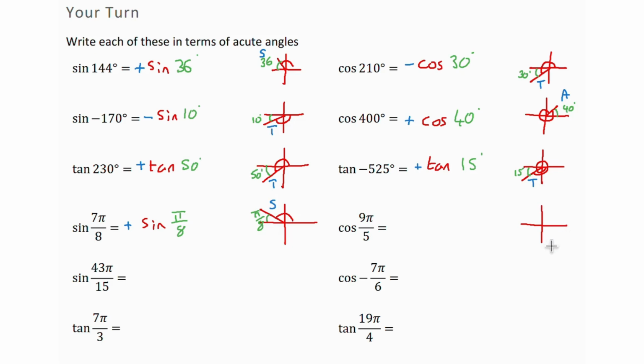Cos of 9 pi by 5. Where is 9 pi by 5 going to be? Well, 9 pi by 5 is going to be almost all the way around, because 10 pi by 5 would be 2 pi. So it's going to be somewhere over here. And how much have we got to get there? We need an extra pi by 5. So our acute angle is pi by 5. Cos of 9 pi by 5 then is related to cos of pi by 5. We are in the cosine quadrant, so this is positive.